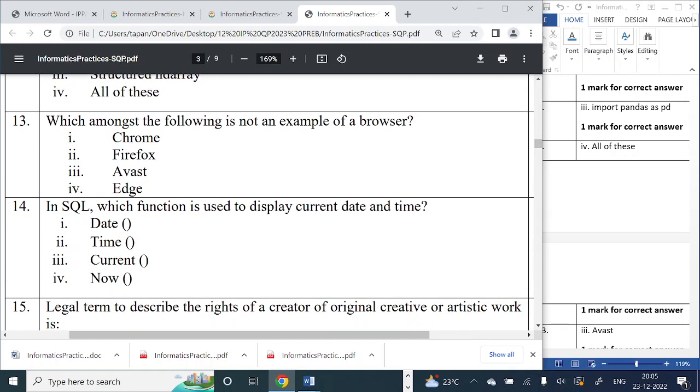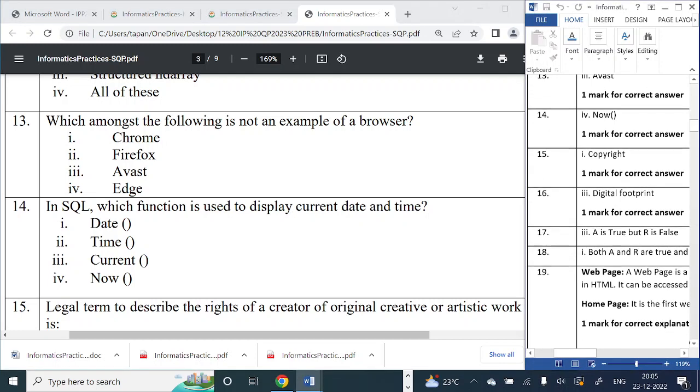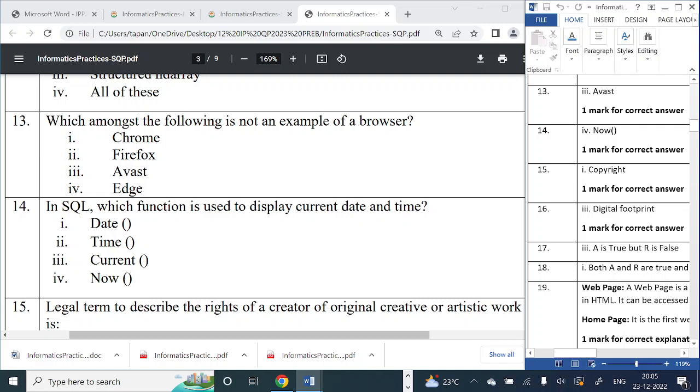Next, 13th question. Which amongst the following is not an example of a browser? Chrome is a browser, Firefox is a browser, Edge is a browser. So Avast is not a browser. You can see the answers here, it is given. So Avast is not a browser. We will tick Avast here. You will read the question carefully. Wherever they have given not, you underline it and you solve it.